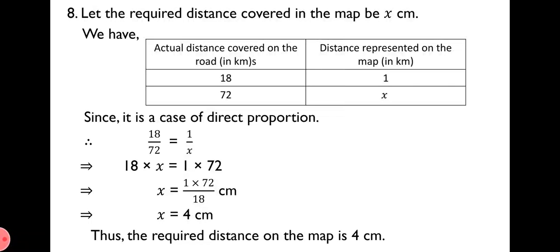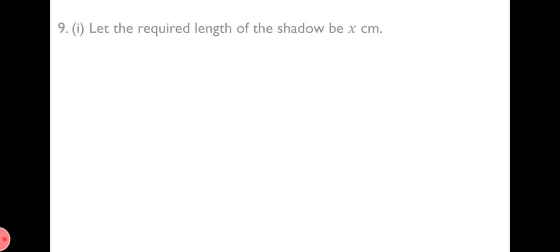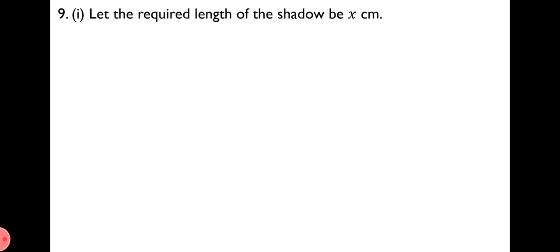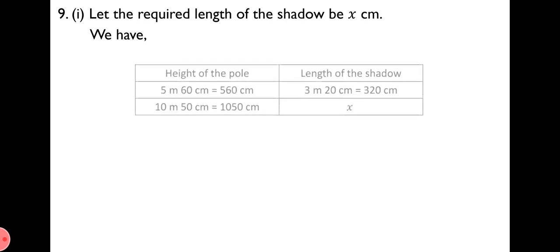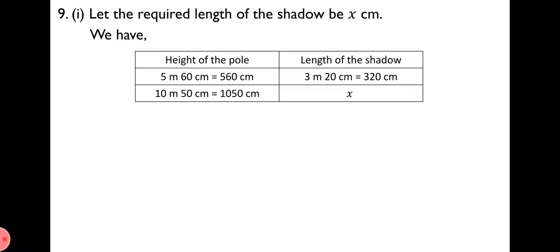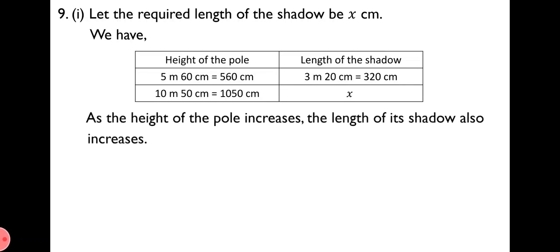So for the solution of question number 9, let the required length of the shadow be x centimeter. We have now the height of the pole and the length of the shadow. When the height of the pole is 5 meter 60 centimeter, that is 560 centimeter, the length of the shadow is 3 meter 20 centimeter, that is 320 centimeter. So if the height of the other pole is given as 10 meter 50 centimeter, that is 1050 centimeter, we suppose the length of the shadow is x. As the height of the pole increases, the length of the shadow also increases.